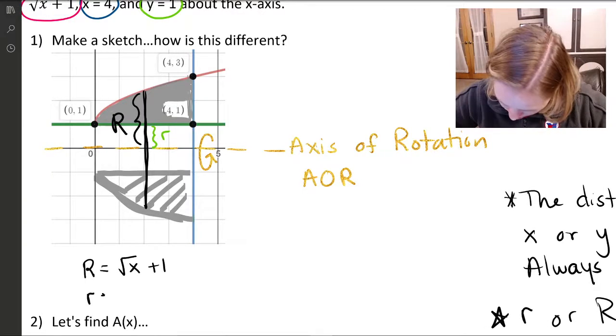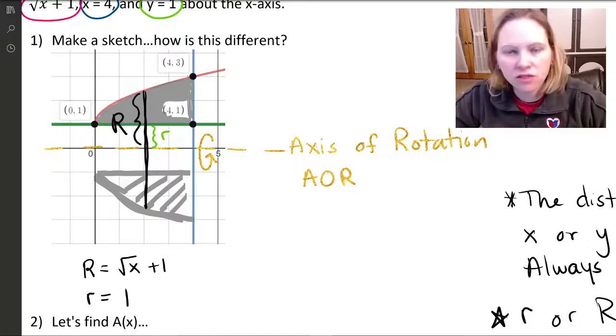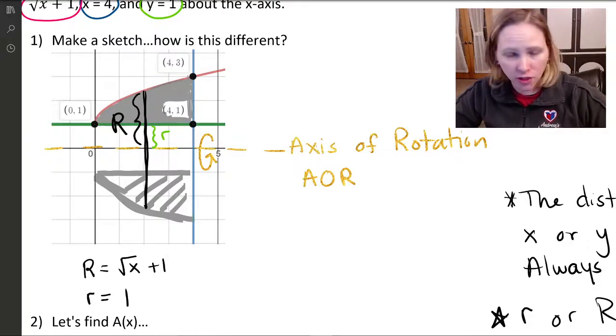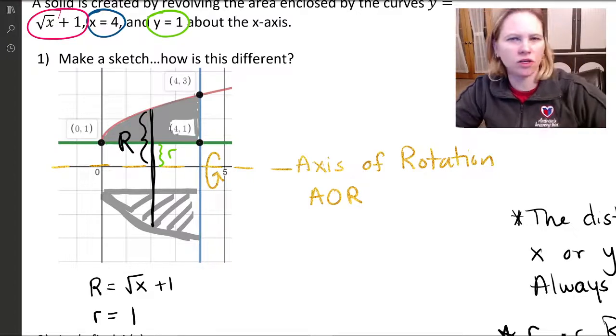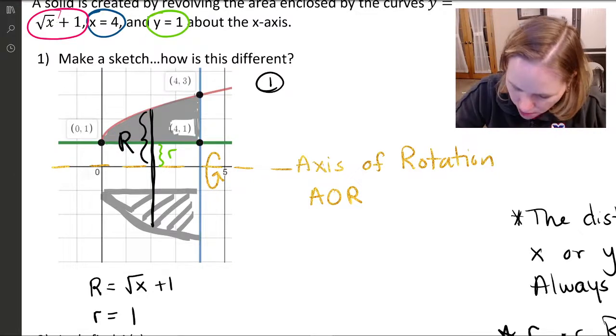Little r is just 1, because it's going to that line, y equals 1. It's a function, the green function. Now, one thing we failed to do here in the beginning is walk through our steps, and that's on me.